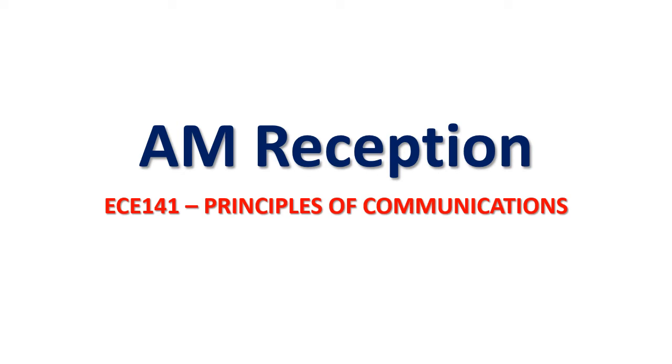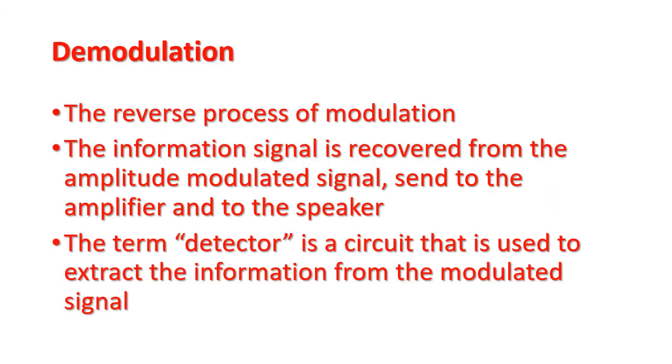AM reception. Demodulation. Demodulation is the reverse process of modulation. It is where the information signal is recovered from the amplitude modulated signal and sent to the amplifier and to the speaker. The term detector is a circuit that is used to extract the information from the modulated signal.